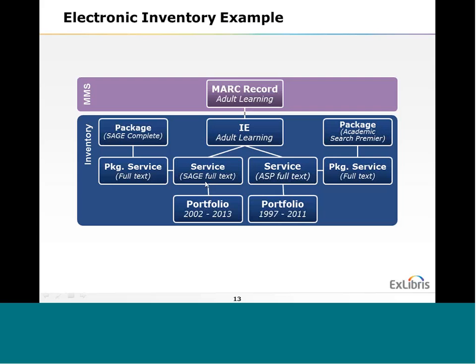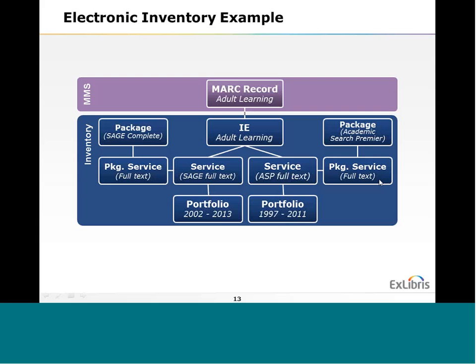Similarly, each package itself has a package service that runs parallel to indicate that the entire package as a whole has full text. So Sage Complete has full text for that entire package, as does Academic Search Premier, which offers full text for the entire package.